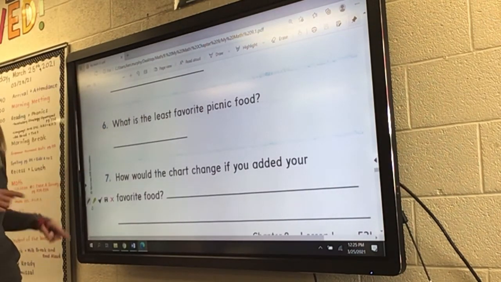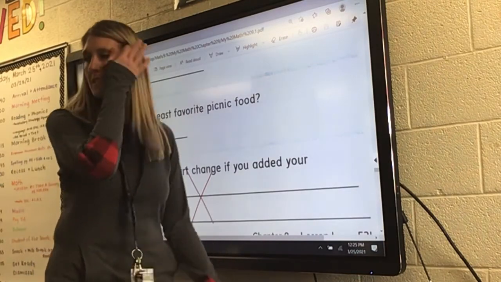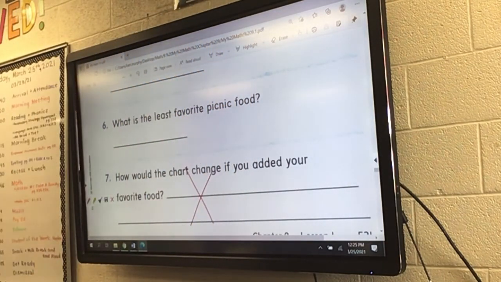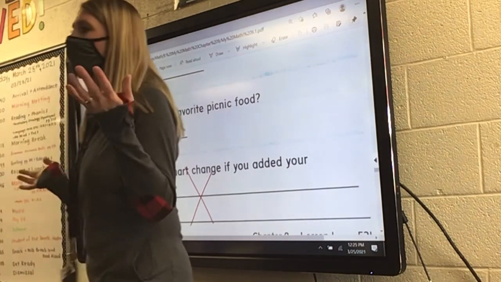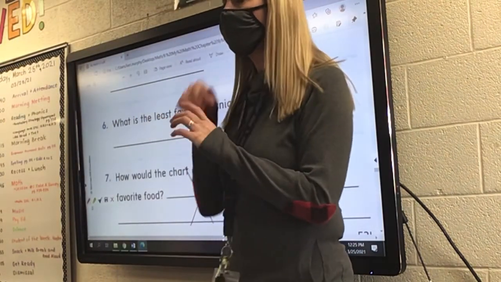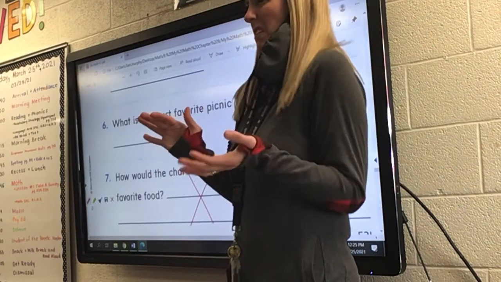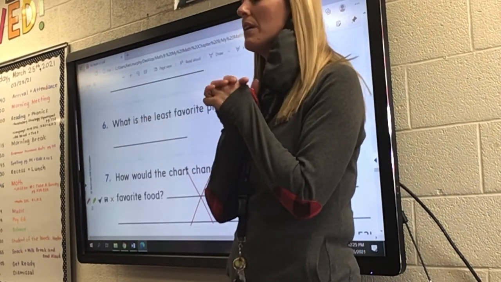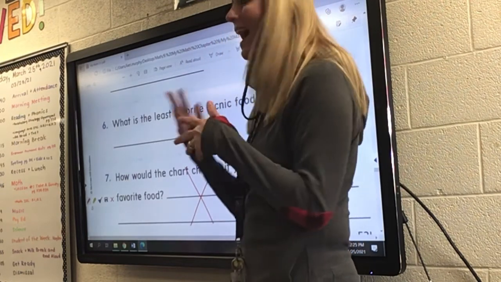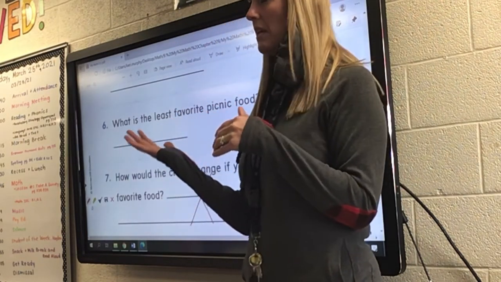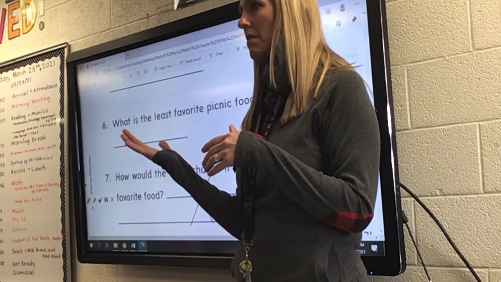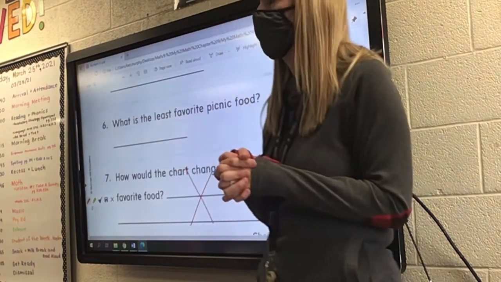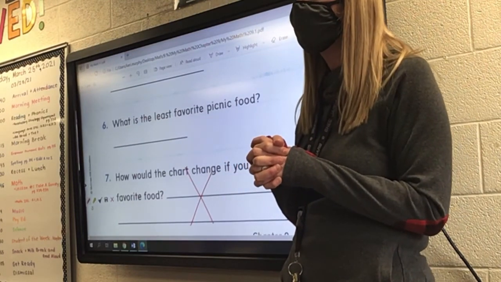So can you cross off 7? So let's say Mrs. Murphy added my favorite picnic food. My favorite picnic food is brats. Let's just say I added that. It's pretty much a hot dog, but a little different. Now, what would happen to the chart if I added that? Addie, there's some things that could happen. It would be one brat. Yeah, it might be one brat. What else could happen? Kinsley?